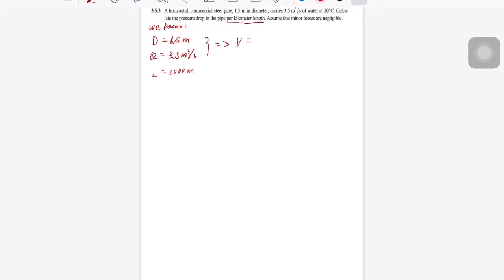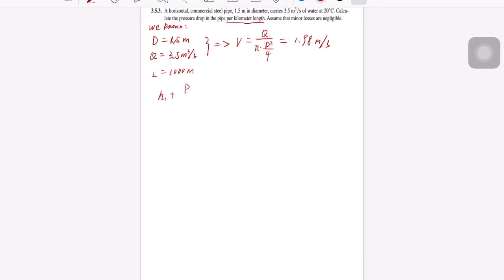So from the Q and D, we can calculate the velocity. Velocity equals Q divided by pi times d squared divided by 4. So this value is 1.98 meter per second. And then we'll write the energy equation.